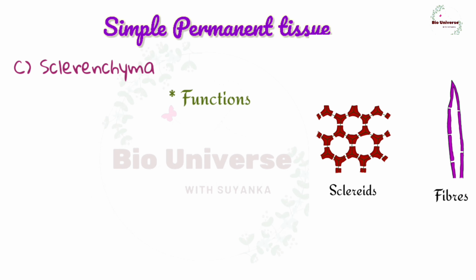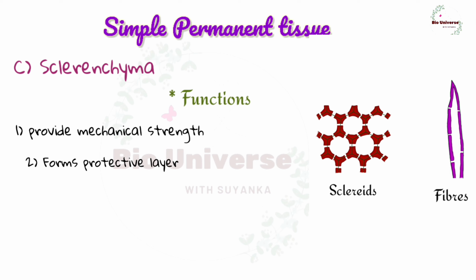Functions of sclerenchyma. Sclerenchyma is the chief mechanical tissue of plants which provides them strength and enables them to bear various stresses. It forms a protective covering around seeds and nuts. Sclerenchyma fibers of some plants are commercially exploited. Example: flax, hemp, jute, and coconut.